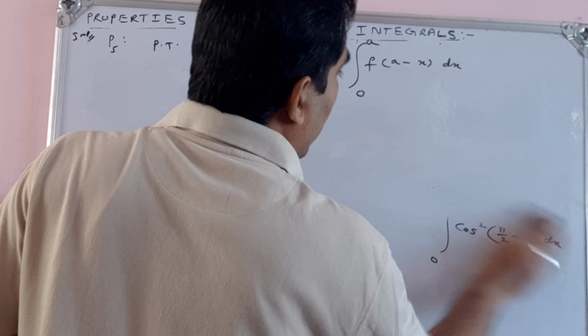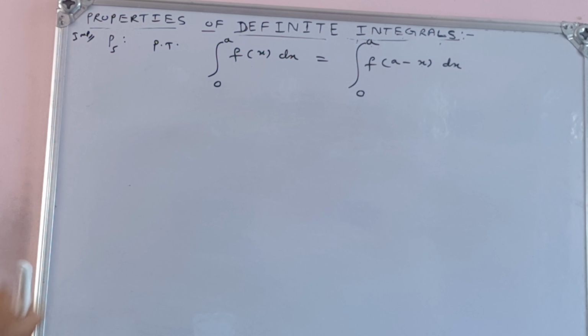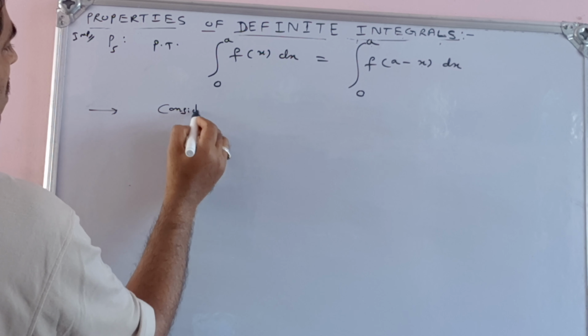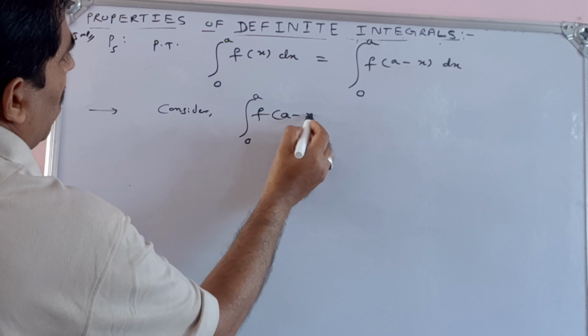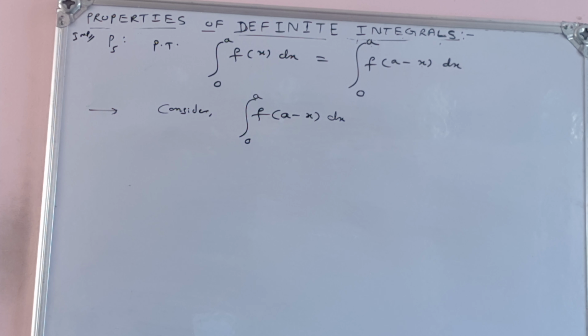So here we are only talking about the proofs, okay, not the examples. Afterwards we can solve some examples, okay. So let us prove this. To prove this, consider the integral on the RHS. So I will consider 0 to a, that is f of a minus x. That is the given integral on the right hand side.